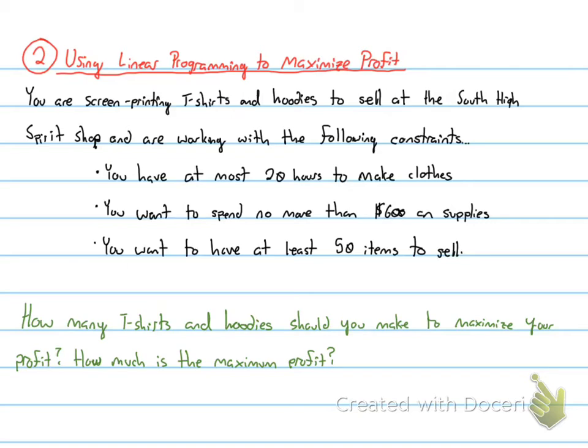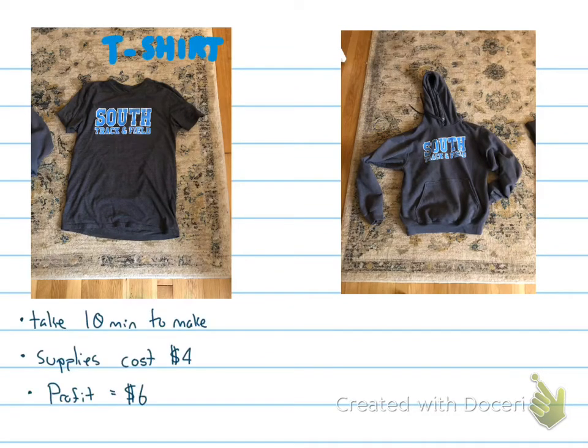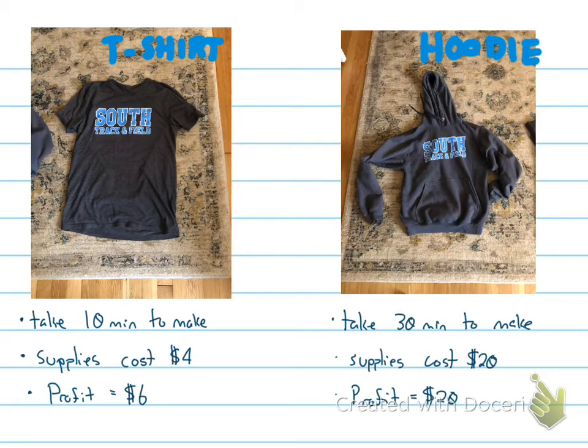Before we get started, here's some other important information. For our t-shirts and hoodies, it takes 10 minutes to make a t-shirt. It costs $4 in supplies to make a t-shirt, and your profit here would be $6 per shirt. On the other hand, hoodies take 30 minutes to make. They cost $20 to make, and we can make a potential $20 in profit from that.